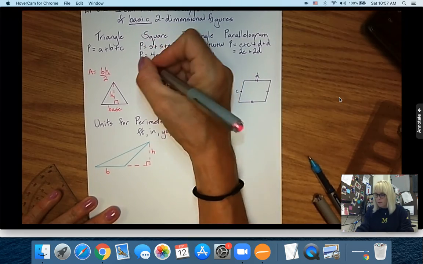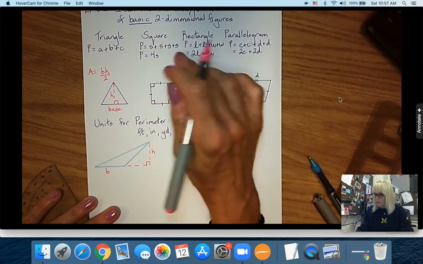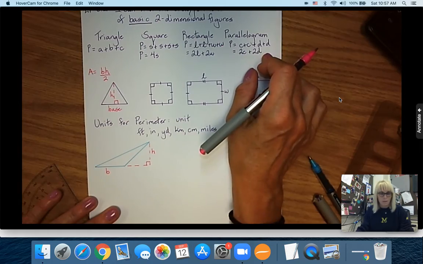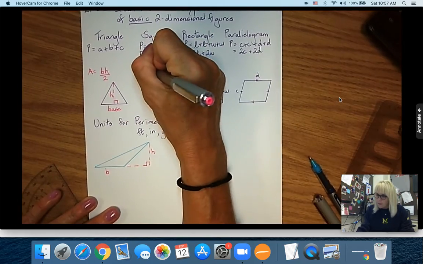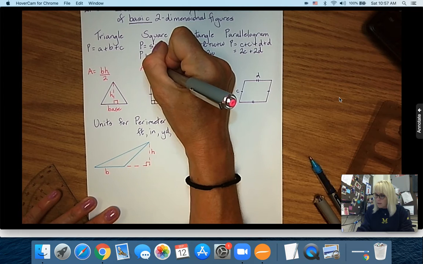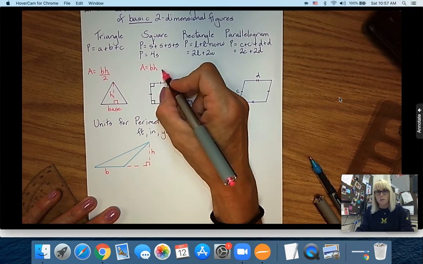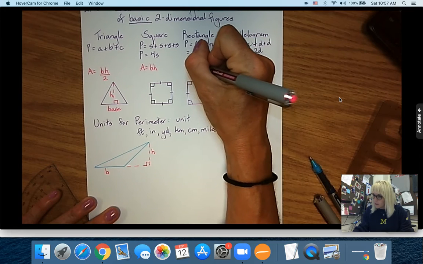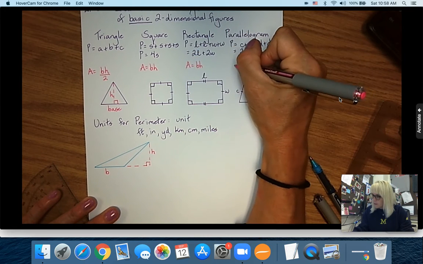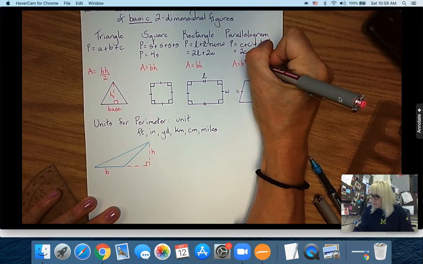For squares, rectangles, and parallelograms, quite honestly, the area is simply going to be base times height. Okay, when I don't put anything between the two letters, that's multiplication. The area equals base times height. Area equals base times height.